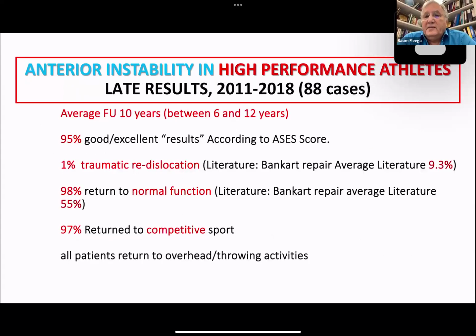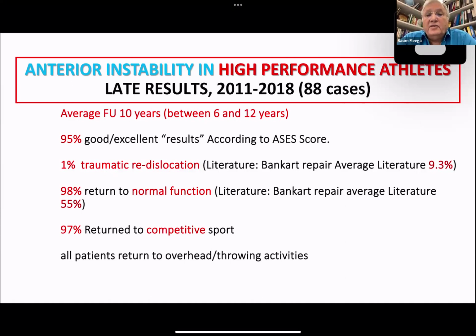So the late results, with an average follow-up of 10 years, between 6 and 12 years, showed 95% of good to excellent results according to the ASES score. 1% also only traumatic redislocation, compared to 9.3% in the literature.